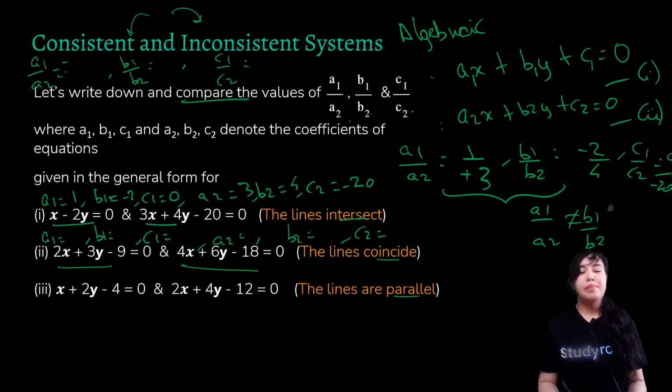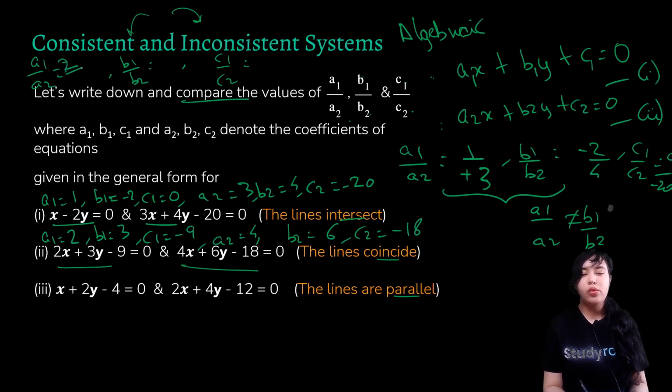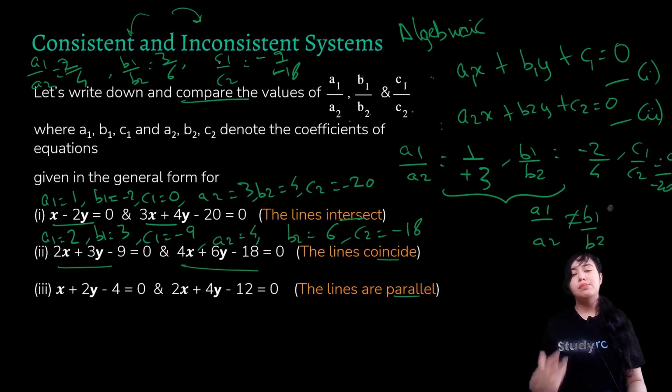Okay, time's up. So a1 is 2, b1 is 3, c1 is minus 9, a2 is 4, b2 is 6, c2 is minus 18. Let's write these. a1 by a2 is 2 by 4, b1 by b2 is 3 by 6, c1 by c2 is minus 9 by minus 18. If you further solve these fractions, you simplify them, you'll realize that all these ratios are turning out to be equal.